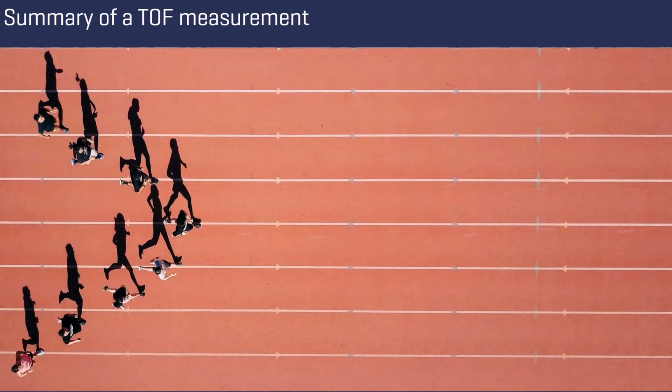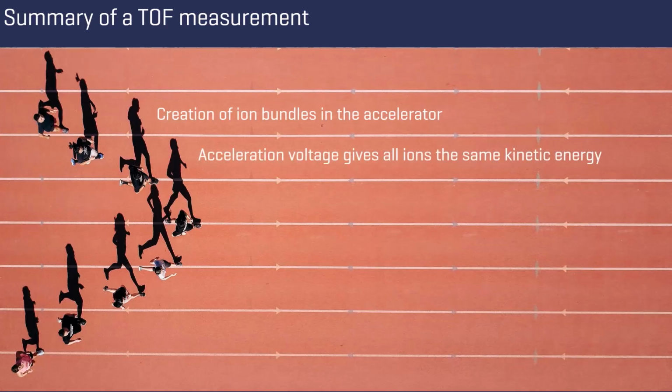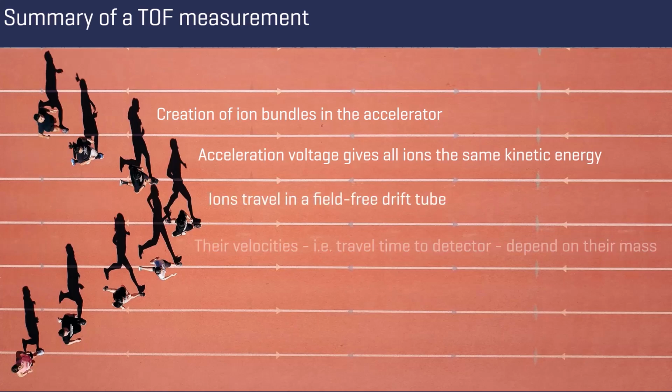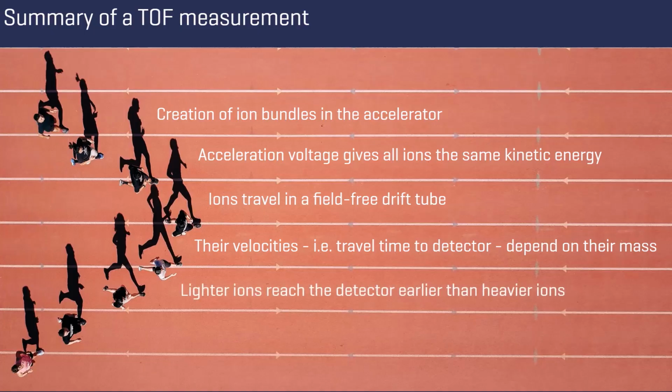In summary, during a time-of-flight measurement, ion bundles are generated in the accelerator, where the acceleration voltage gives all ions the same kinetic energy. The ions then travel through a field-free drift tube and their velocity, and thus the travel time to the detector varies based on their mass. Lighter ions reach the detector earlier than heavier ions. The flight times of known compounds are translated into m/z ratios, a process used to calibrate the instrument.